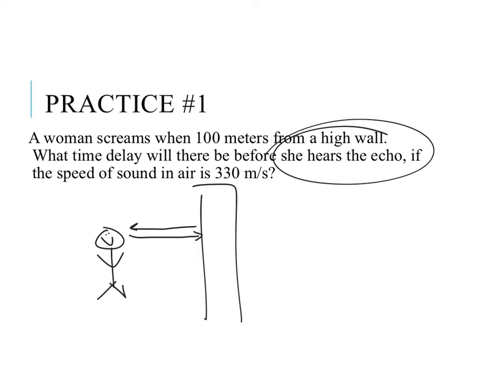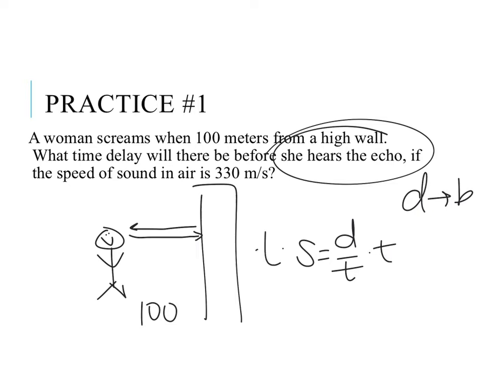Down and back, right? So I want down and back. So if she's 100 meters from the wall, what total distance does that wave have to travel? 200 meters, right? So if I use my equation, speed is distance over time, and I rearrange it for time, I get that time is distance divided by speed, right? So the distance is 200.